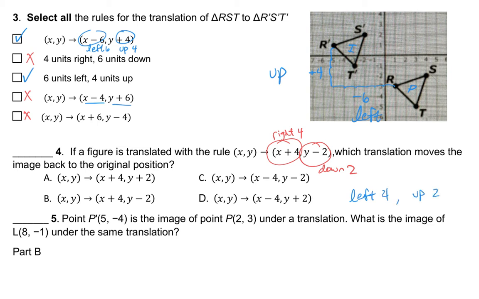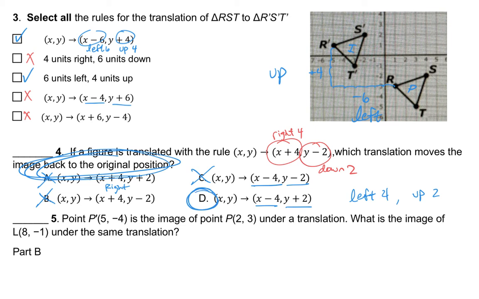So which one of these says left 4 and up 2? Left 4 and down 2? Nope. Left 4 and up 2. All right, so I like answer choice D. These tell me to move to the right, so I don't like A or B. So we wanted to know back to the original. So it's got to be choice D.